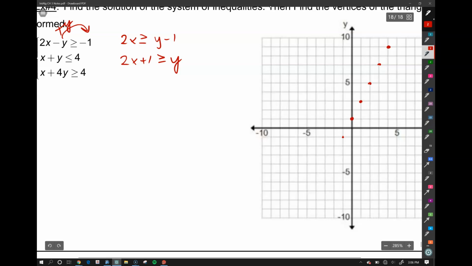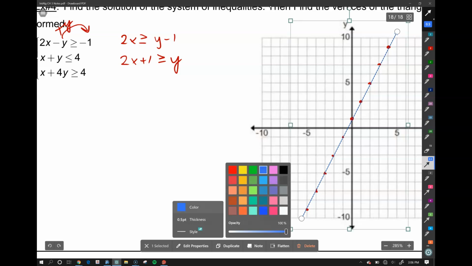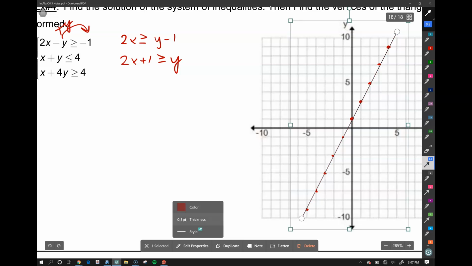So think, should this be solid or will it be dotted? What do we think? Solid. Why? Because it's greater than or equal to. Okay, so I want to make sure we don't miss this on our exam. Let's have it be a little thicker. Okay, there you go.